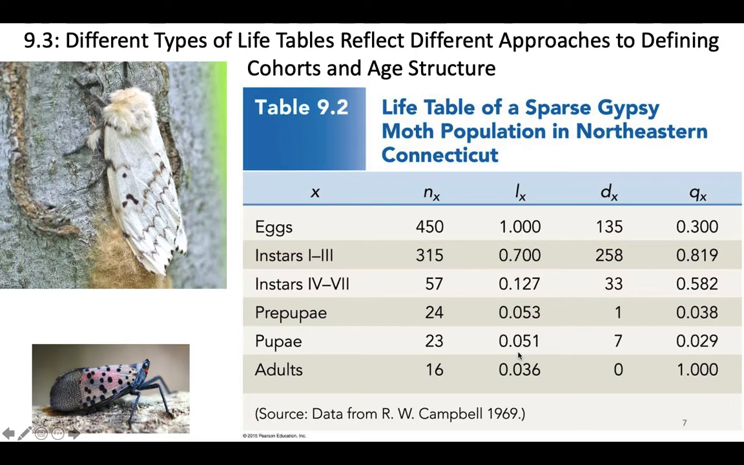And then DX is the number of deaths in each stage. So this number minus that number equals 135, and that's the number of deaths. And then the age-specific mortality rate is QX, and that's just that number over that number. Easy peasy, lemon squeezy.